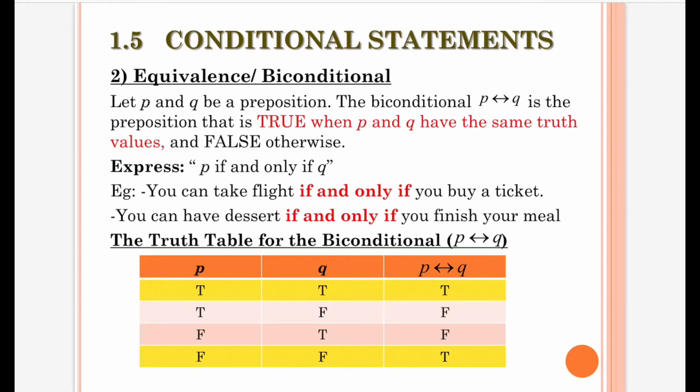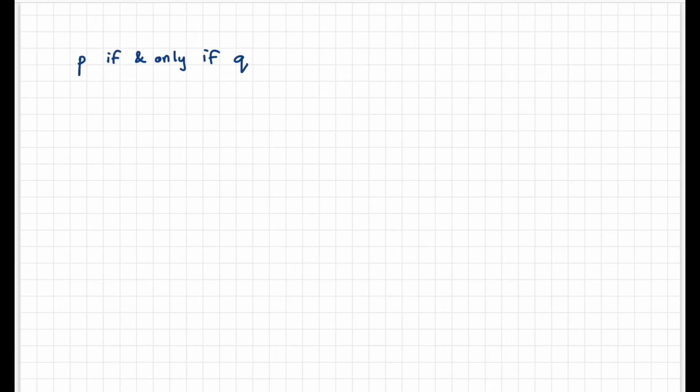So the truth table: whenever the two statements have the same truth value, the biconditional is true. Otherwise, it is false. There are many alternative ways to state P if and only if Q.